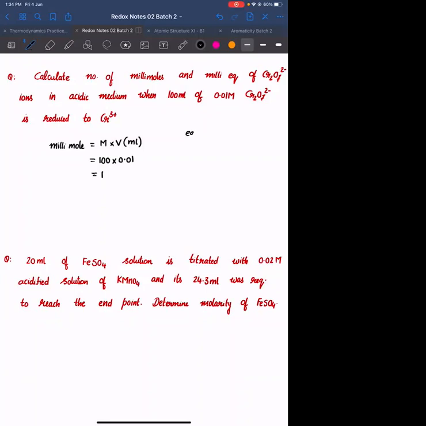Number of equivalents is equal to number of moles into Z factor. So milliequivalents will be equal to millimoles into Z factor. Agreed? What is the Z factor for this reaction? What is the Z factor for this reaction? Anyone, please tell me.